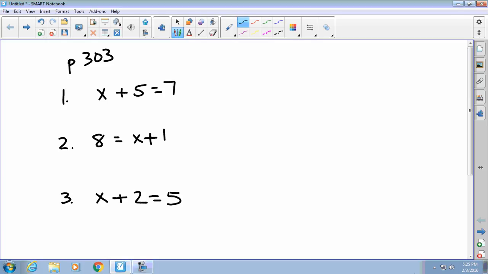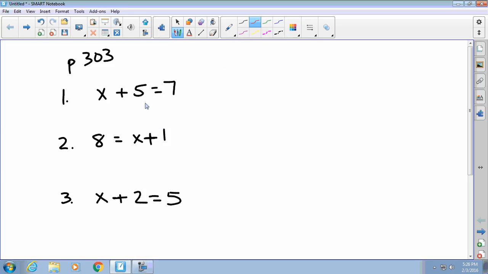Okay, we're on page 303 in your Go Math books, and we are solving these algebra equations, and we're going to do something called opposite land. Now, I know you can solve these problems by mental math, but we want to set them up correctly, so when we're not able to solve them mentally, we know the system to actually solve the problem. And here's the system that we use.